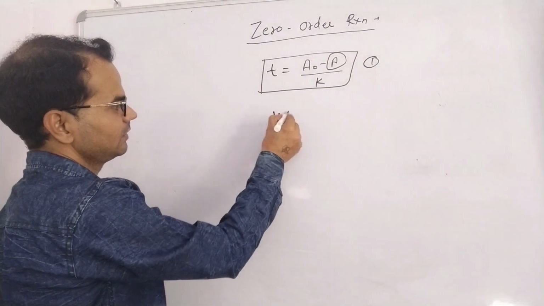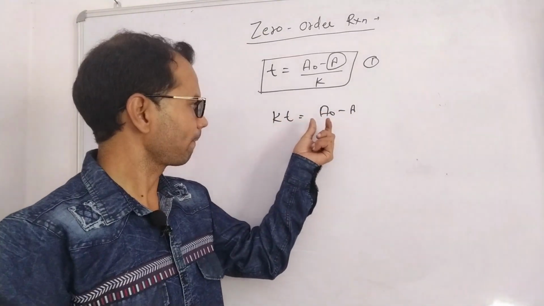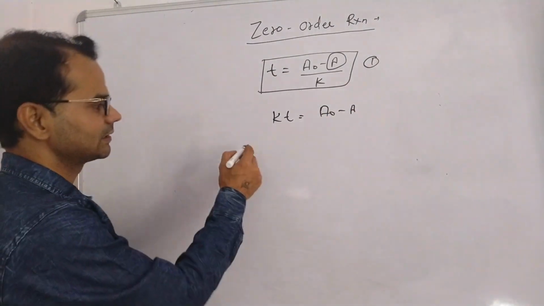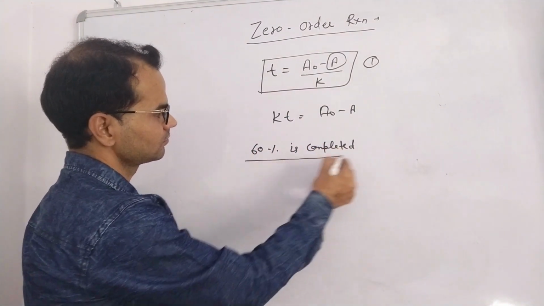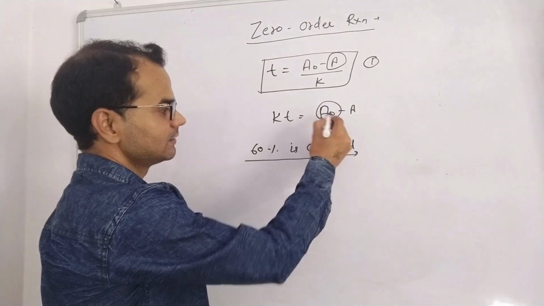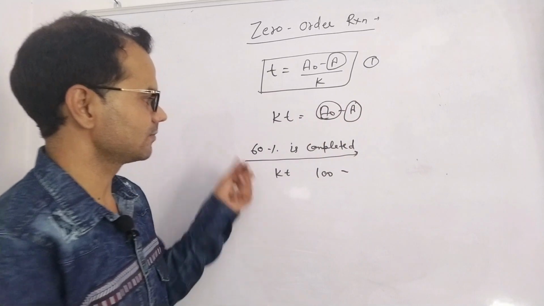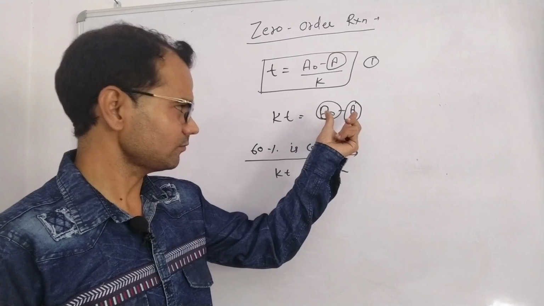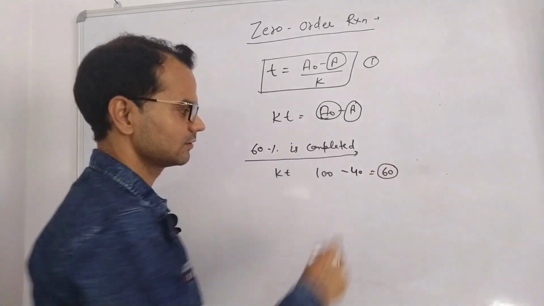Here we can see KT equal to A naught minus A. What does this represent? A naught is the initial concentration, A is the final concentration. For example, I say 60% reaction is completed. It means we have initial concentration 100, and if 60% reaction is completed, then the final concentration of reactant will be 40, 100 minus 60.